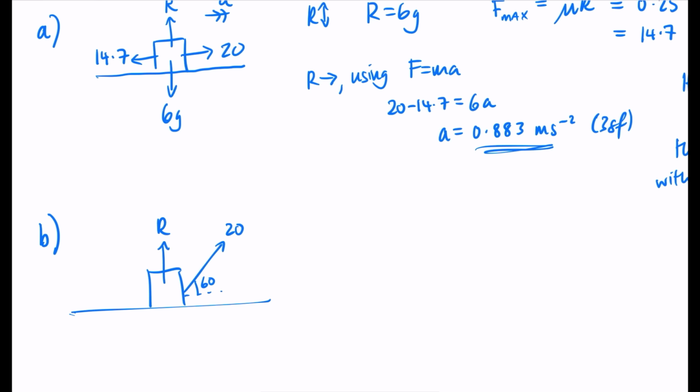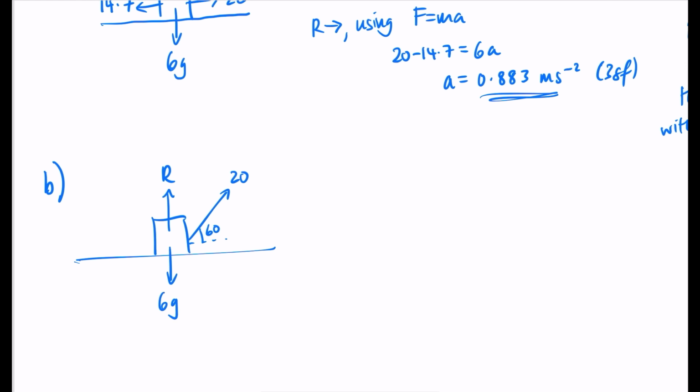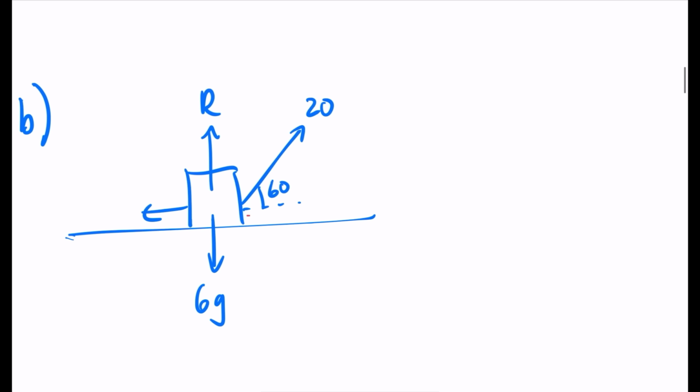So we're still going to have the normal reaction. We are still going to have the 6G, and we'll come back to this. We know there's going to be some resistance to motion. We just need to know if it's reached its maximum or not. So this force, this 20 and the 60 here, we know this is going to need to be resolved. So I'm going to resolve it into these two directions. Along the bottom is adjacent to the 60, so it's cos. Along the side is opposite to the 60, so it is sine that we've got here.